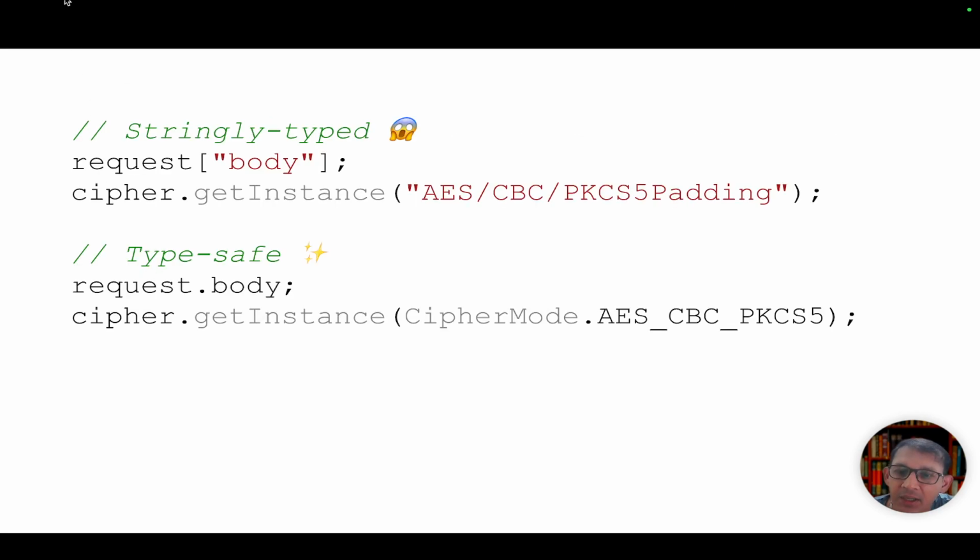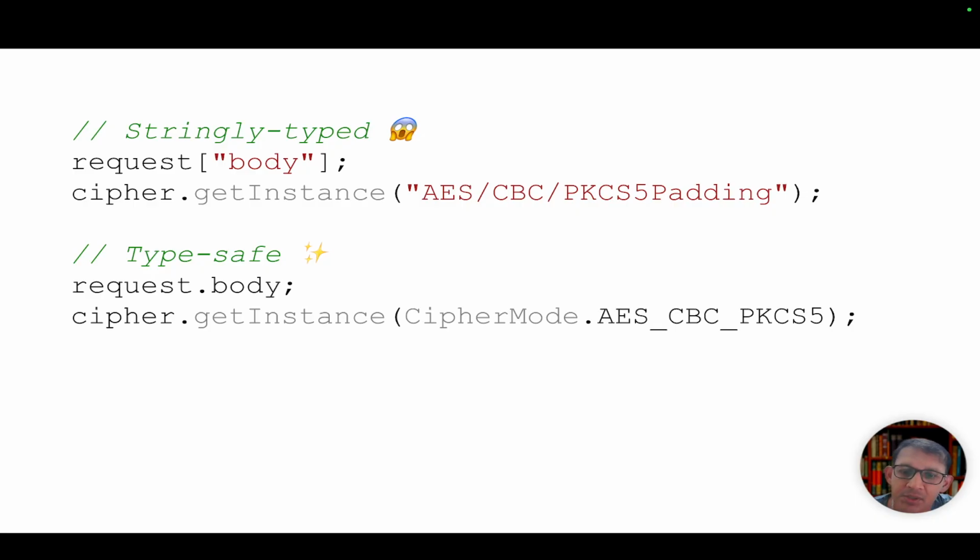Now, let me define what we mean by stringly typed code. It's what happens when we use plain strings to represent important program semantics, things like field names, operation modes, or identifiers, instead of creating explicit types. Here's a quick comparison. On the stringly typed side, you might see code like request body or cipher.getInstance with the cipher algorithm passed in. On the type safe side, you have request.body or cipher.getInstance with the cipher mode passed in.